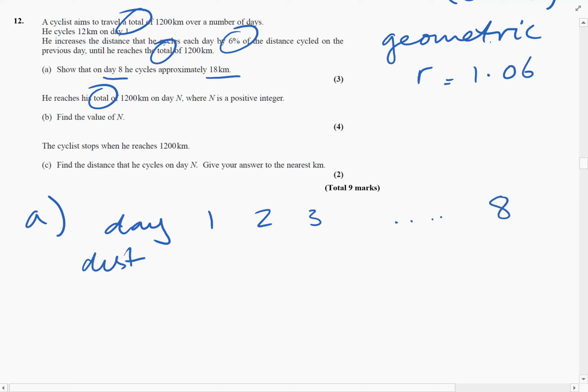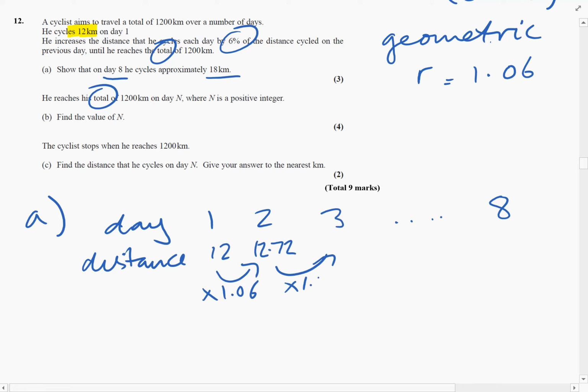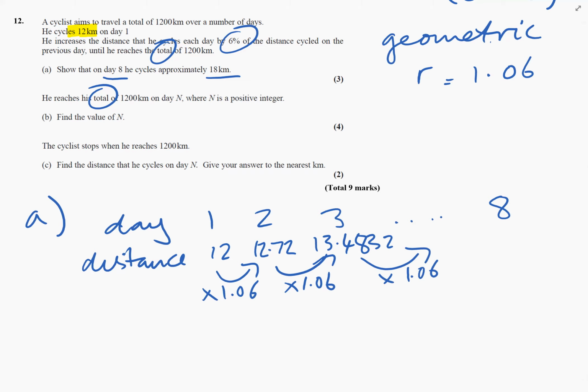So day 1, the distance is 12, it says up here. And then it increases by 6% each day. So we've got a 12 here, then we're going to times that by 1.06, and we'll get 12.72. And then we'll multiply that by 1.06, and that'll be 13.4832. And so on, we're going to keep multiplying by 1.06. So this is a geometric sequence. That's the first term, that's the second term, that's the third term, and so the eighth term will be AR to the power of 7.